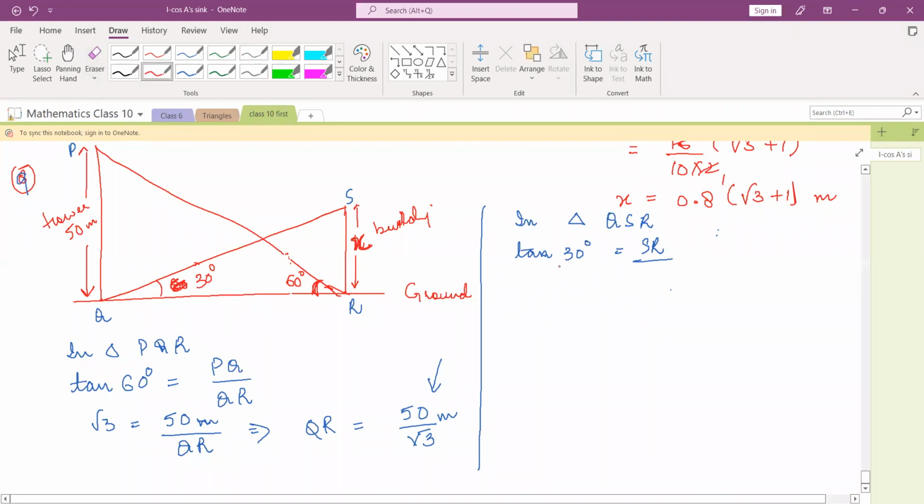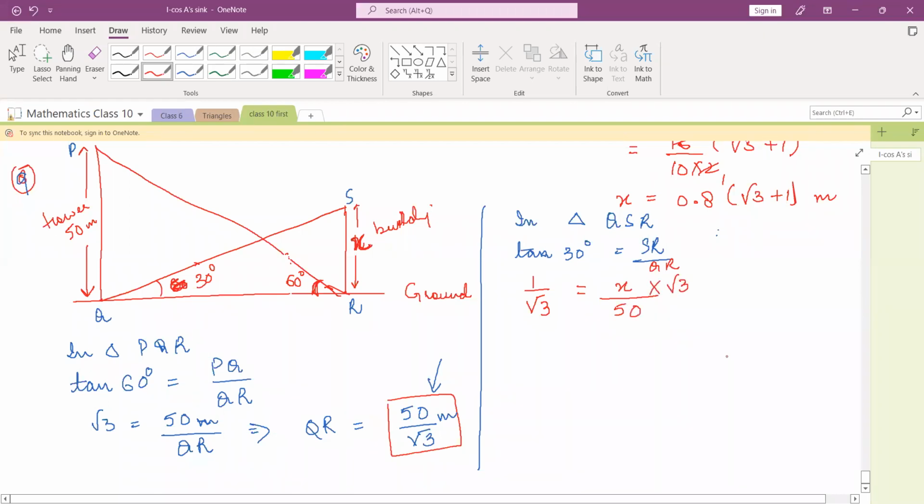Now see here, tan 30 is 1 upon under root 3, right? SR by QR. Now SR is your X you want to find. And then QR I have found 50 by root 3, right? So 50 and this under root 3 will go in the numerator.